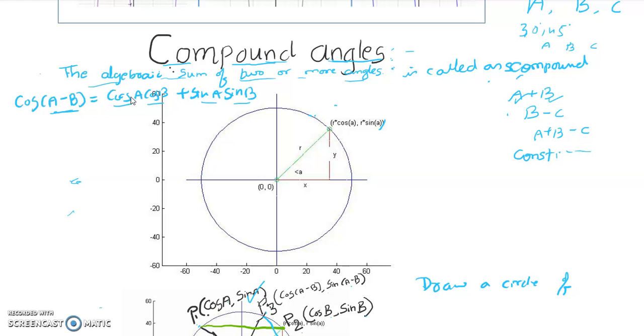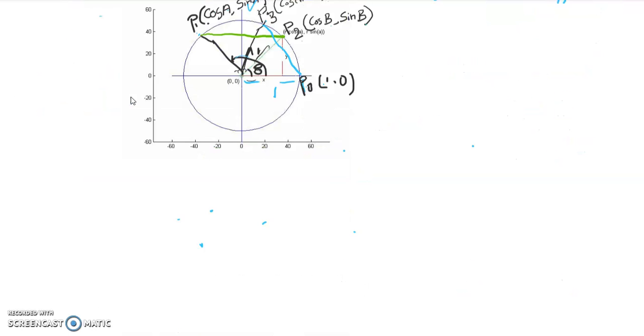So for this I consider a circle. If it is a circle of any radius r, then the point on the circumference of the circle with reference to this angle, suppose this angle is theta, is given by r cos theta comma r sin theta. This means the x coordinate of this point is r cos theta and the y coordinate is r sin theta. Keeping this in mind, let me prove this theorem.